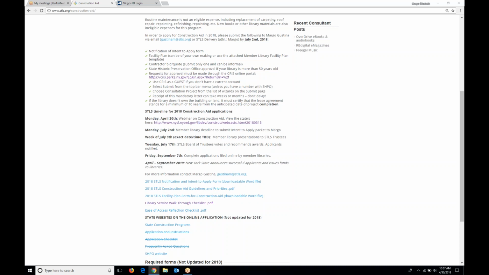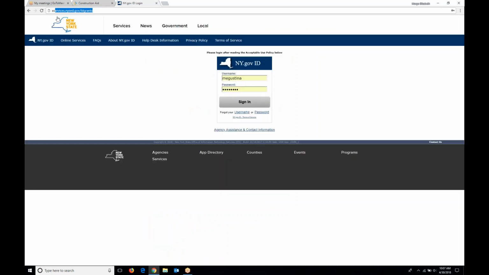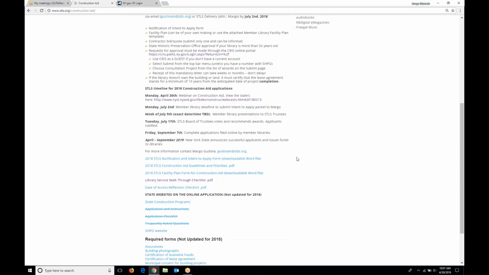By Friday, September 7th, the information that you've already used to apply to STLS for that recommendation of funding has to be submitted online to the state library in a portal at eservices.nysed.gov/LDgrants, library development grants. We'll also get a little bit more into that.